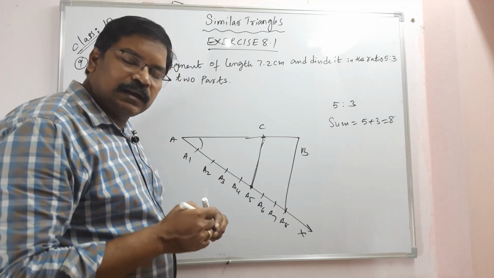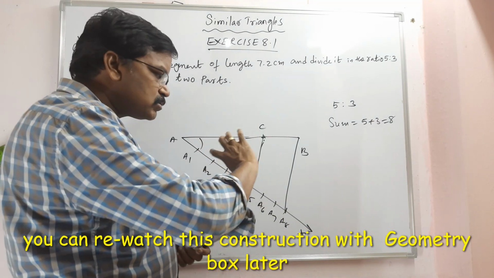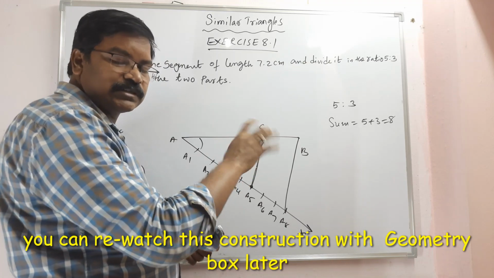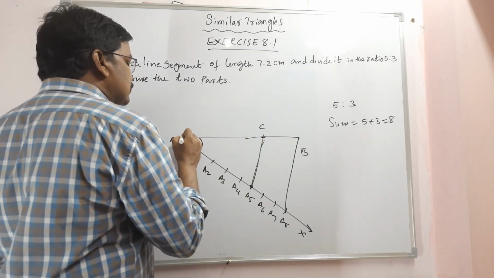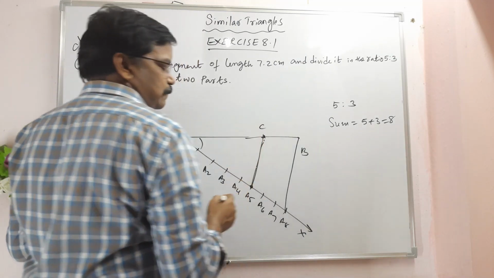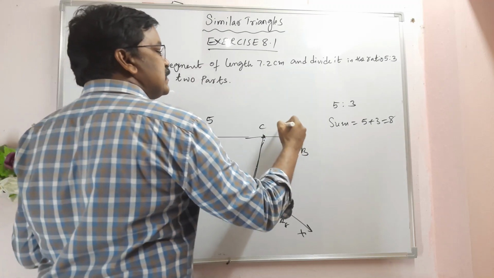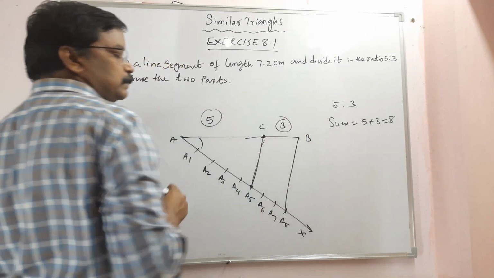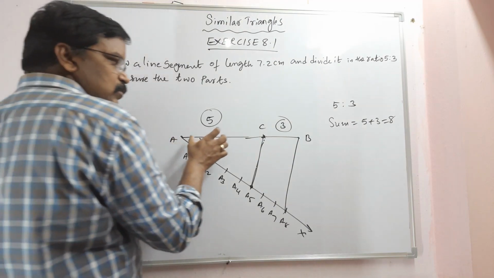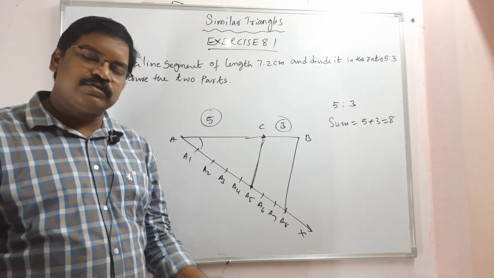How do you draw a parallel line? You can use set squares. The second method is a compass also. So now you can measure AC and BC. This AC is 5 parts and BC is how many parts? 3 parts. Now you can measure AC and BC, write that, and find out their ratio also.